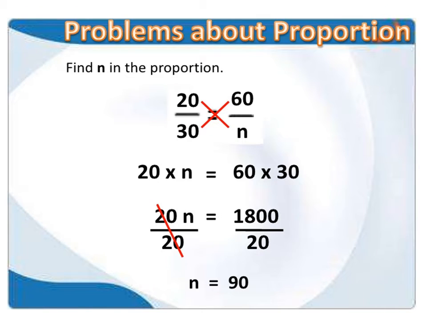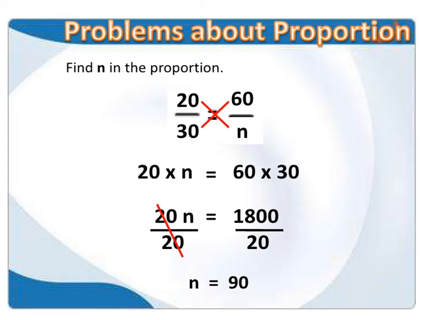We are taking some problems about proportion. First, find n in the proportion. If we have the given proportion 20 upon 30 is equal to 60 upon n, then we just cross multiply them. We get 20 multiply n is equal to 60 multiply 30.